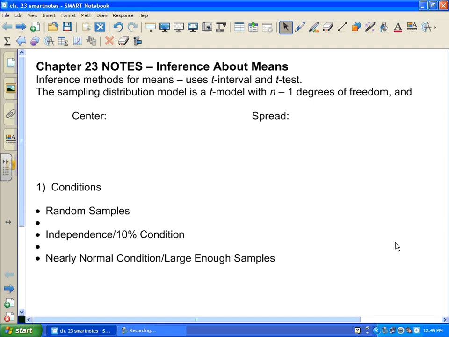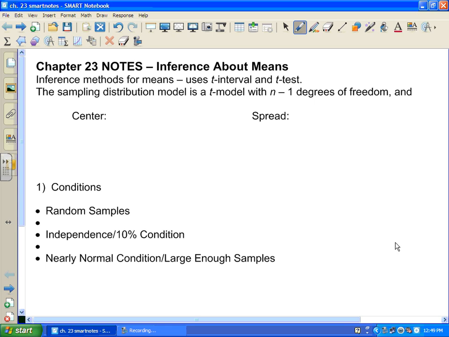Okay, so first part, this is sort of a review. We talked about yesterday. All the inference for means is built around the sampling distribution model. So this is a little quiz. Do you remember what the center is of the sampling distribution model for means?